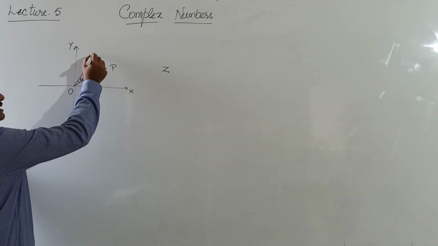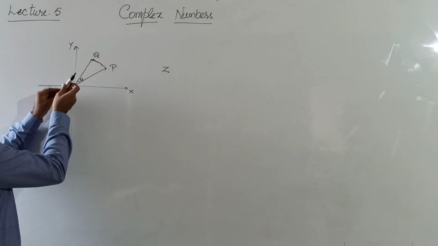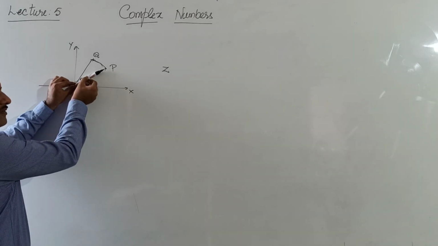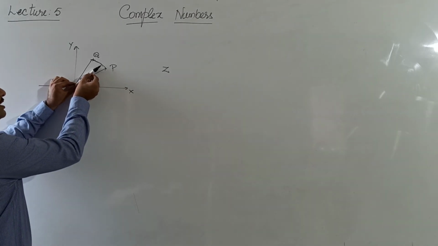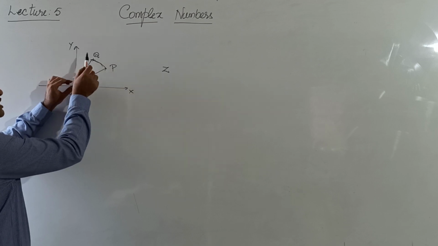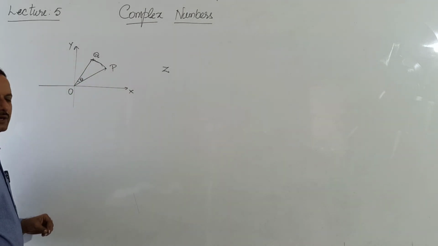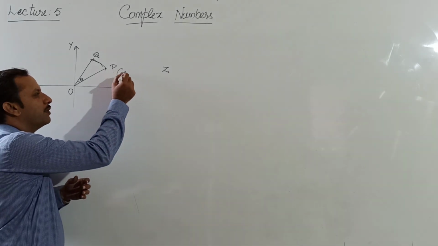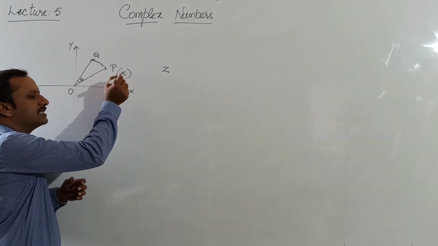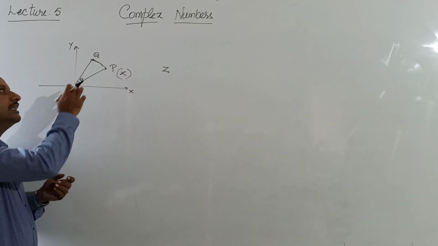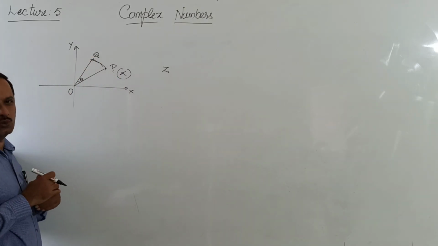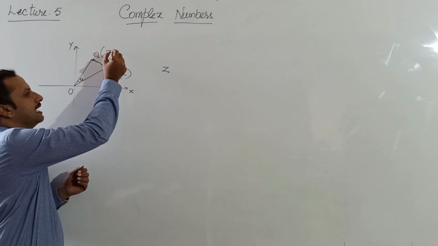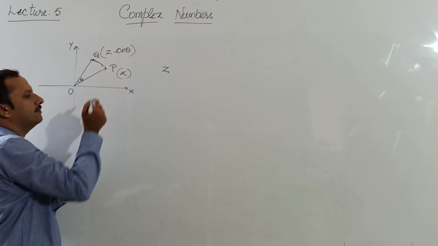And at that point, let us say, it reaches Q. See, this length remains the same. This line OP is rotated through an angle theta so as to reach Q, in the anti-clockwise direction. This point P represents the complex number z. Then this point Q represents the complex number z into cis theta.